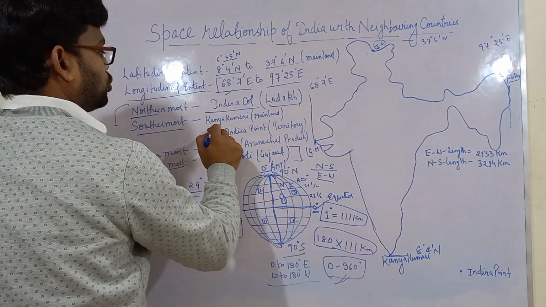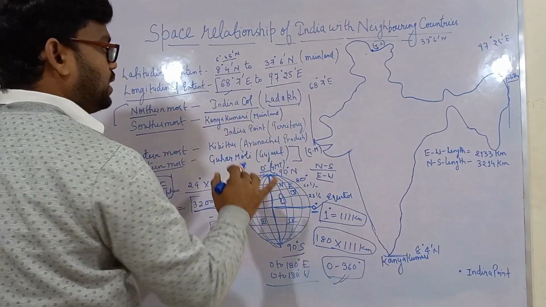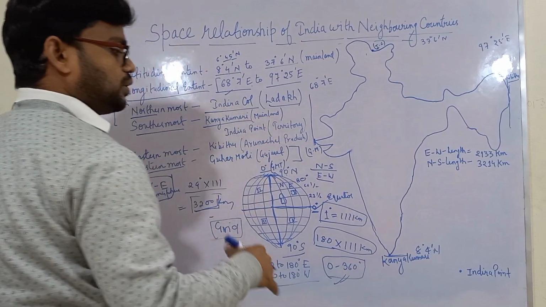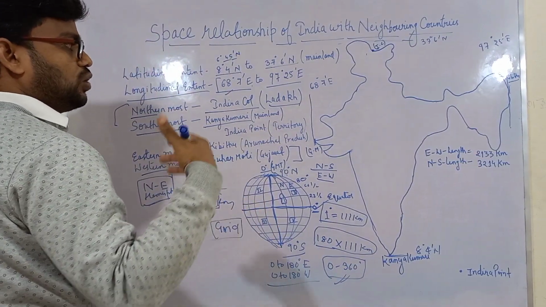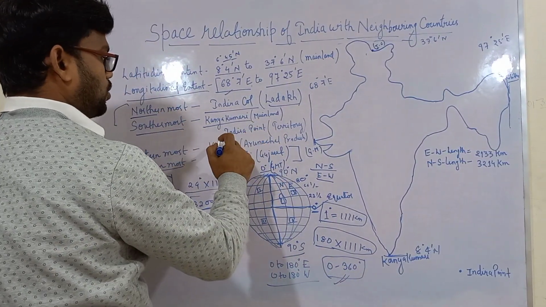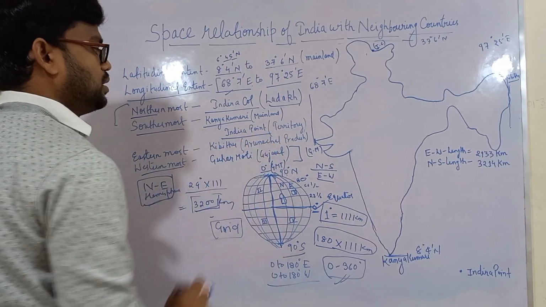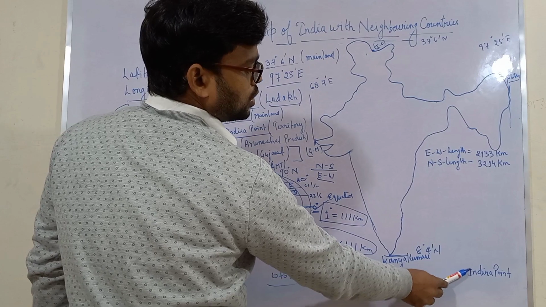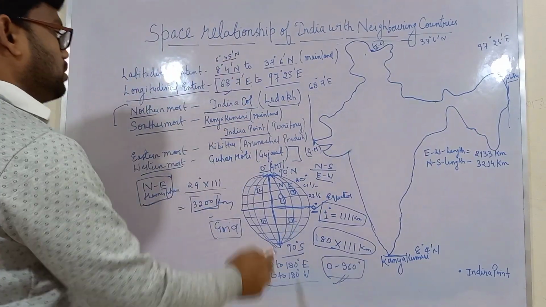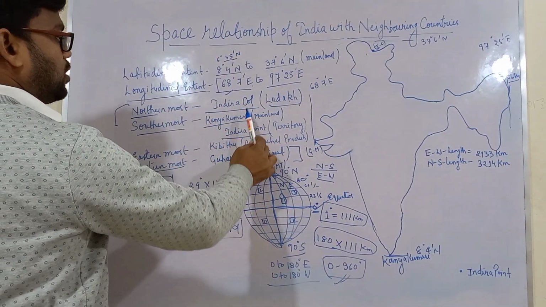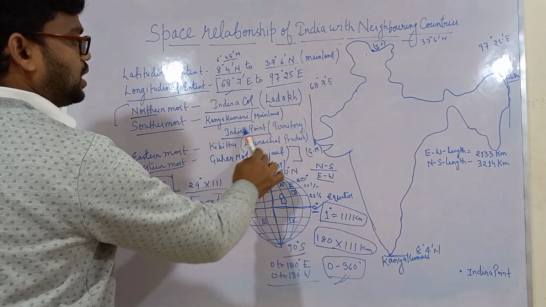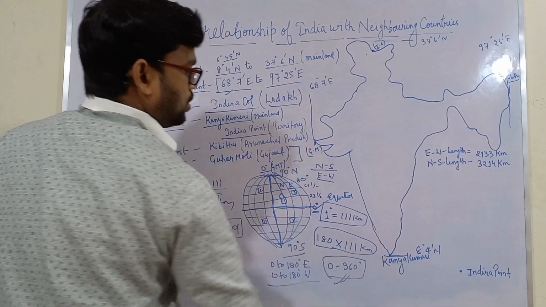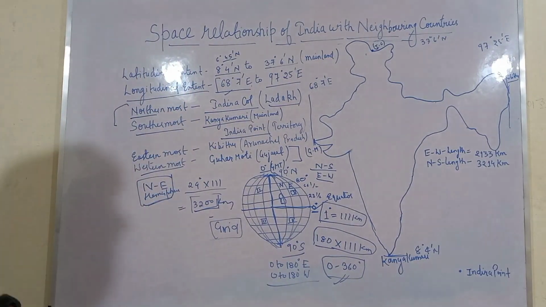Then we have the southernmost point on the mainland of India. It is Kanyakumari, which is located here. But in terms of territory, we will also include islands. Then the southernmost point of India will be Indira Point, and it is located here in the Great Nicobar Islands. Do you remember this? The northernmost point is Indira Col, the southernmost point is Indira Point, which is located here in Great Nicobar Islands.